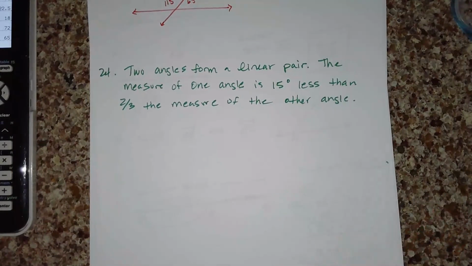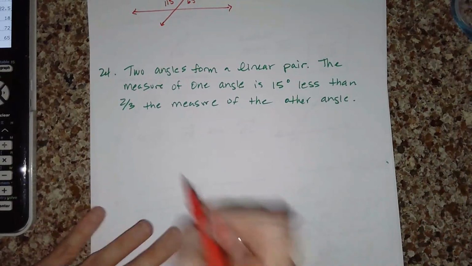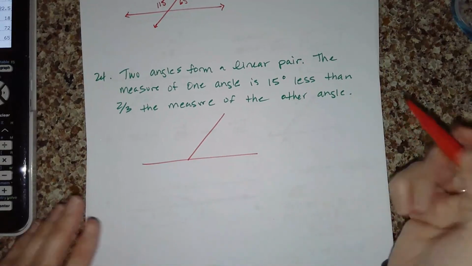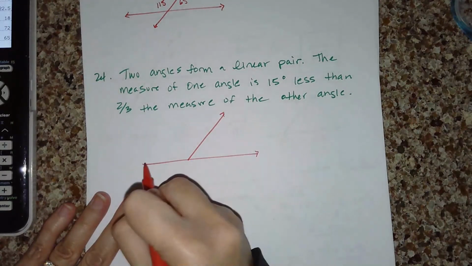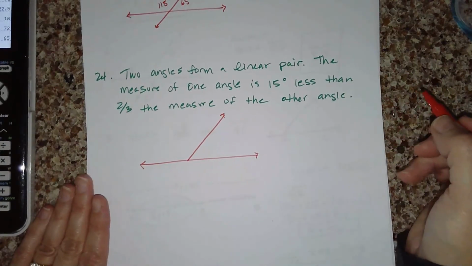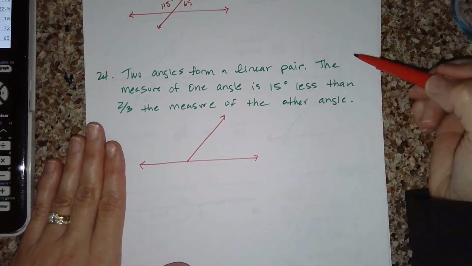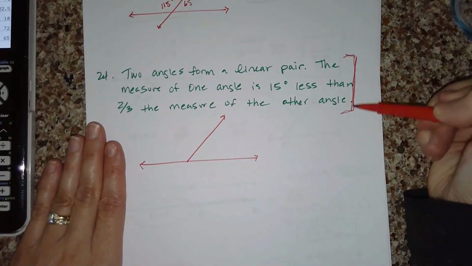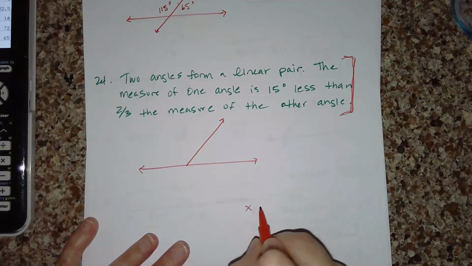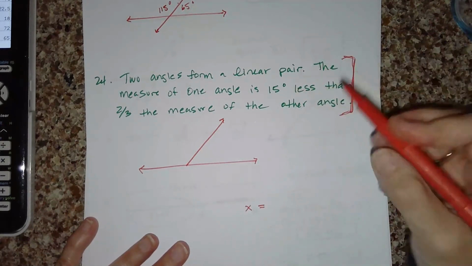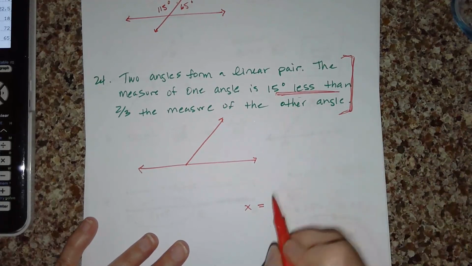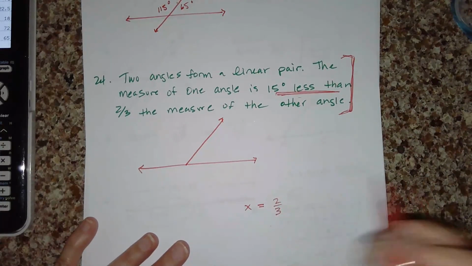All right, last question. Two angles form a linear pair. The measure, so I'm going to draw that. Two angles form a linear pair. The measure of one angle is 15 degrees less than 2/3 the measure of the other angle. Okay, so again, a little more algebra in here, kind of a flashback to Algebra 1. So the measure of one angle, we'll call that x, equals 15 less than, which means you're going to subtract 15, 2/3 the measure of the other angle.